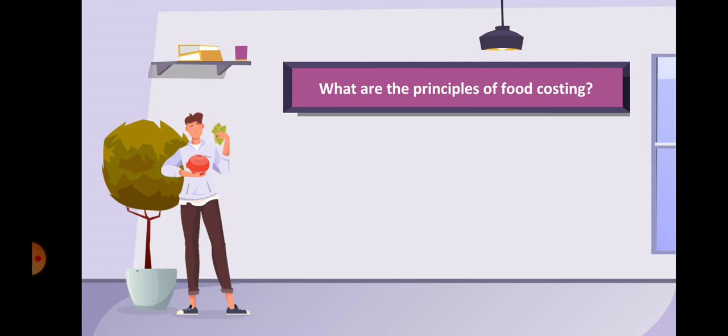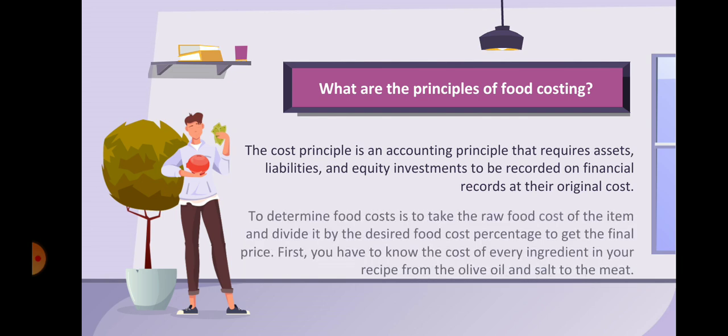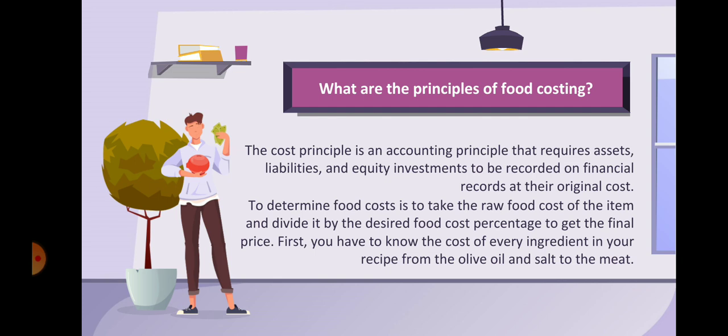What are the principles of good food costing? The cost principle is an accounting principle that requires assets, liabilities, and equity investments to be recorded on financial records at their original cost. To determine food cost is to take the raw food cost of the item and divide it by the desired food cost percentage to get the final price. First, you have to know the cost of every ingredient in your recipe, from the olive oil and salt to the meat.